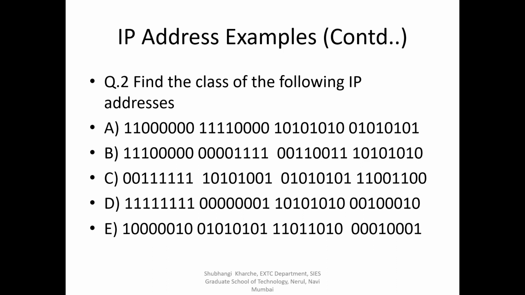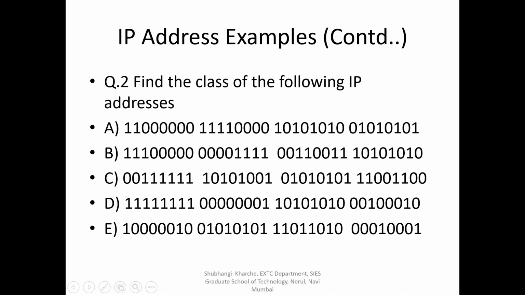Now, we can verify it by checking the decimal value. 2 raised to 7 is 128. 128 plus 2 raised to 6, 64, that is 192. 192 plus 2 raised to 5, 32. 192 plus 32 is 224. So this example belongs to the class D IP address range. Second example belongs to the class D IP address range.